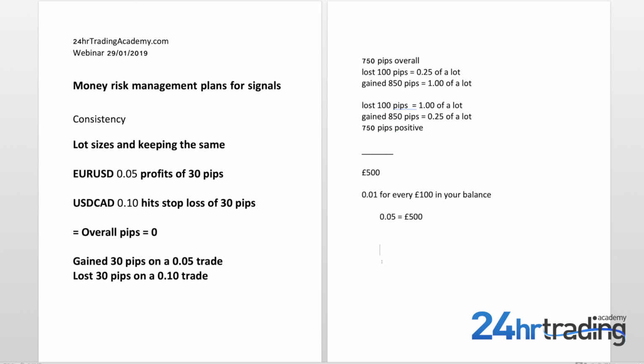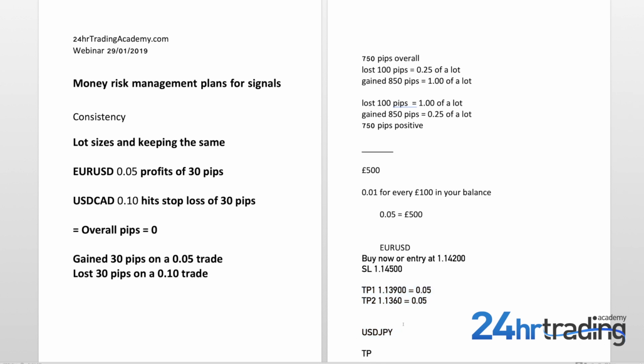Now with that 0.05, this is what you're going to be using for every single trade that you're going to be putting in. So if I send a Euro USD and I tell you buy now at this rate, your stop loss is this rate, and your take profit is at this rate, what you're going to do is TP1, you're going to put 0.05, TP2, you're going to put 0.05. I send another signal, USD JPY, you're going to TP1, TP2, you'll put 0.05, TP3. So you just stick to that consistently and do not go from one trade to another.